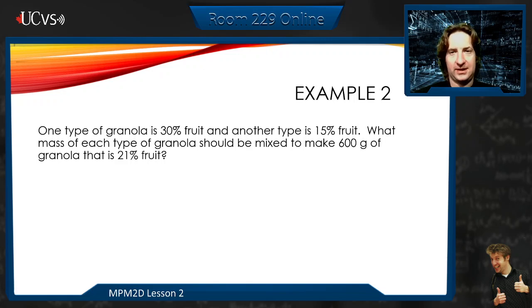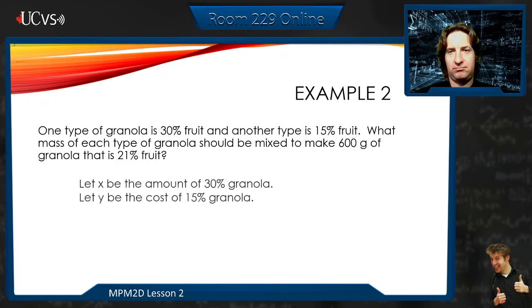So again, first step, let statements. So let's define x to be how much of the first type, the 30%, and y to be how much of the second type, the 15%. So x and y now represent masses. Right? These are masses, and we're measuring them in grams. And we can come up with two equations. The first one's quite straightforward. We know that we need 600.